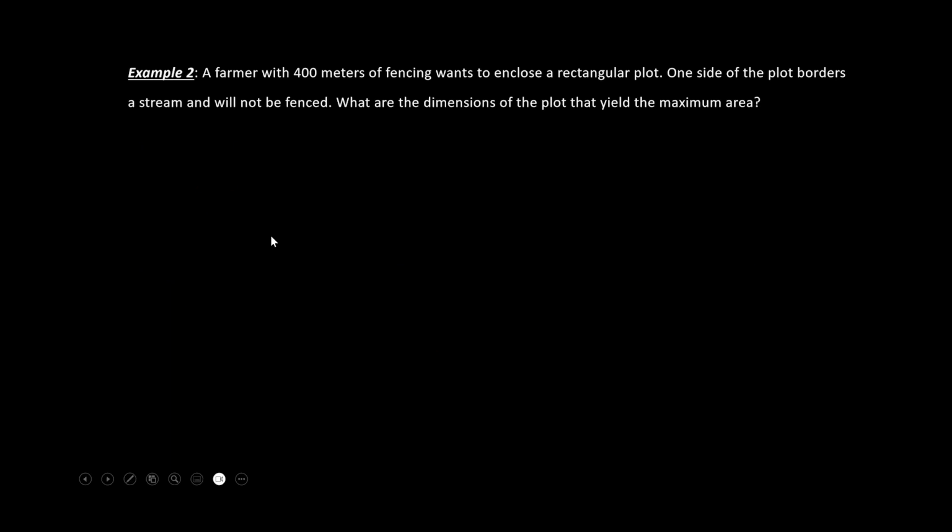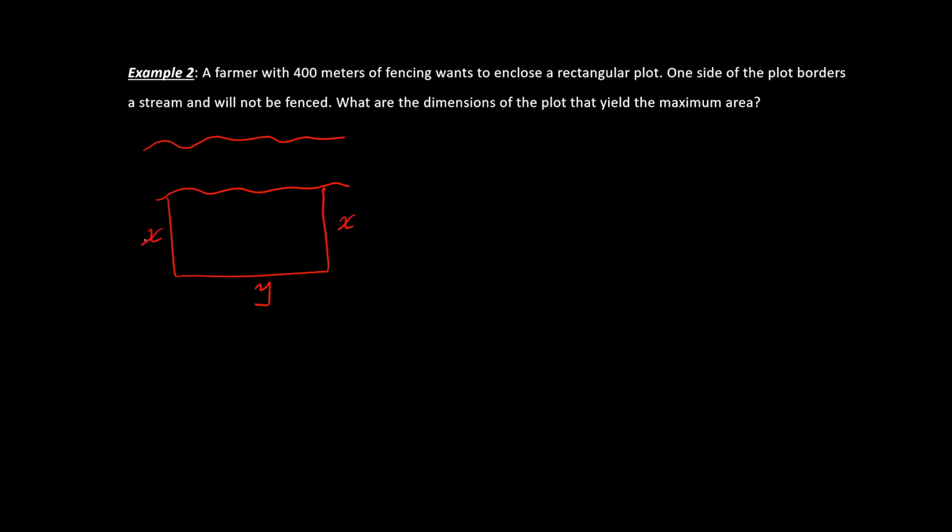Let's look at the next problem. So we have a farmer with 400 meters of fencing who wants to enclose a rectangular plot, but one side of the plot borders a stream and will not be fenced. So if we were to draw this, say this is y, this is x, this is x. There's no fencing, this is the stream. There's no fencing along the stream. What are the dimensions of the plot that yield the maximum area?